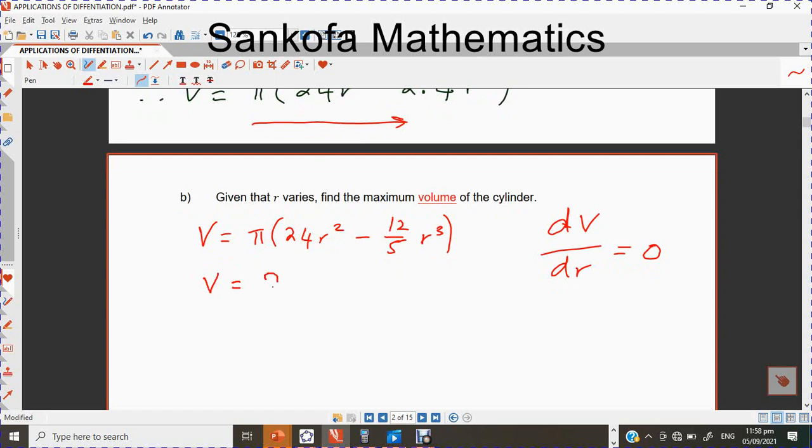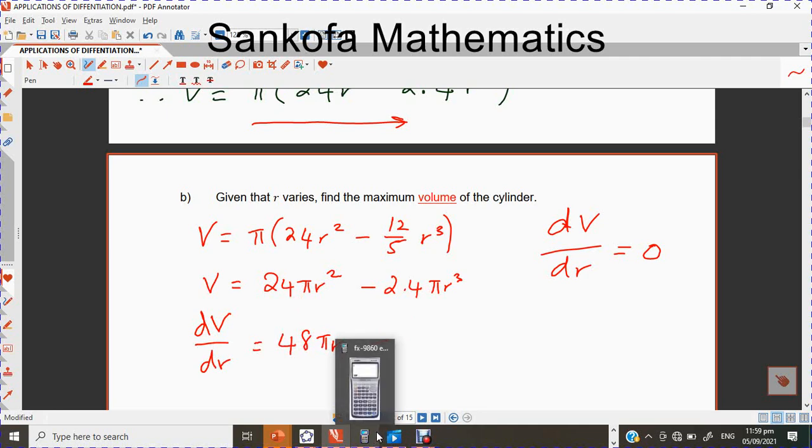So I have 24 pi r squared minus, well, we can have this as 2.4 pi r cubed. It's a little bit better. So now when I differentiate dV/dr, you're going to have 2 times 24, that's 48 pi r, minus, now you can grab your calculator and multiply the 3 times, so just go to the calculator.